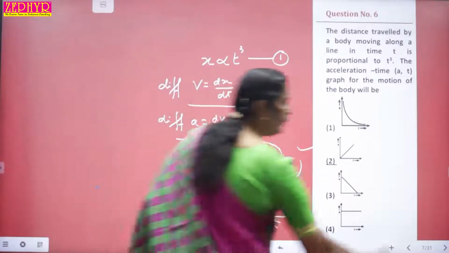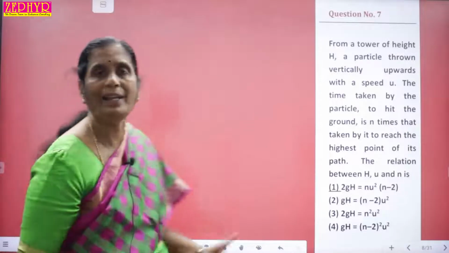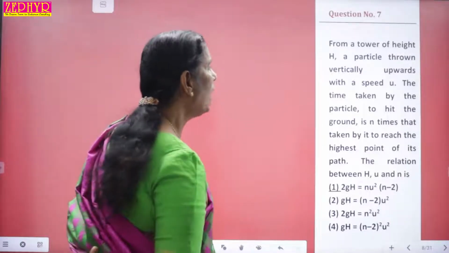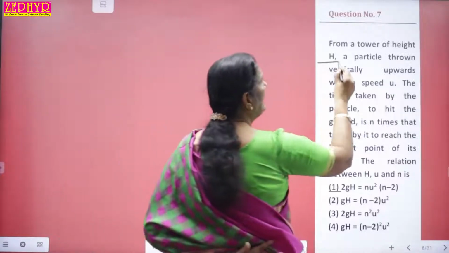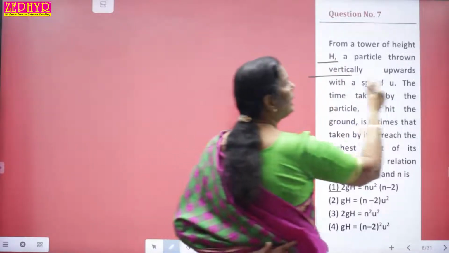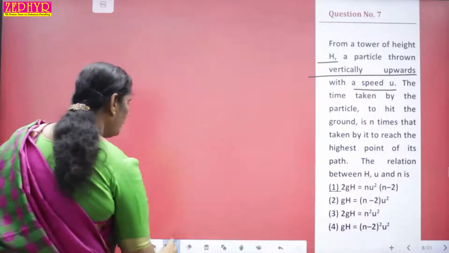Simple. The next question is, again read the question. From the tower of height H, note down the points. From the tower H, a particle is thrown vertically upwards with a velocity u. That means what will be the figure?